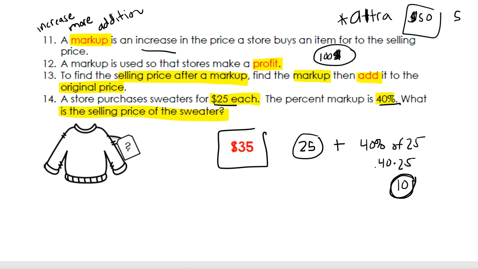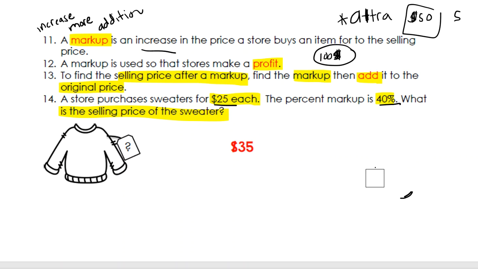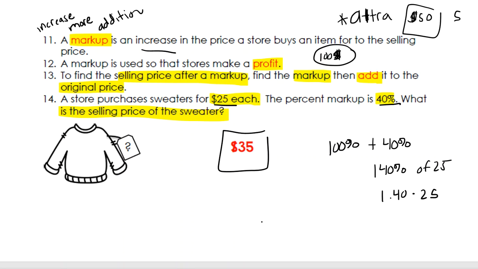Okay. Now, one more way that you could do this is if the markup is 40%. That means you are going to pay all of the $25, right? You're going to pay 100% of the $25. You're also going to pay an additional 40% of the $25. And so if you add 100% and 40%, you're going to be paying 140%. That's the markup. Now you can find 140% of 25. So if you take 1.40 times 25, you get $35.